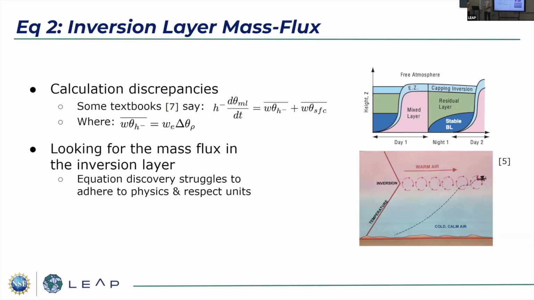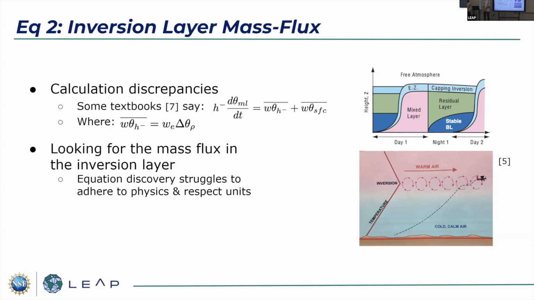Some textbooks say that this w'theta' at h minus, which is the vertical turbulent heat flux at the top of the mixed layer, is equal to our w_e, our entrainment velocity, times the change in temperature in the inversion layer. We wanted to use Laura's equation as our new w_e to see if this still held true, because we are able to calculate this w'theta' h minus from other variables in our equation. We're able to pull everything else and calculate it as a residual.